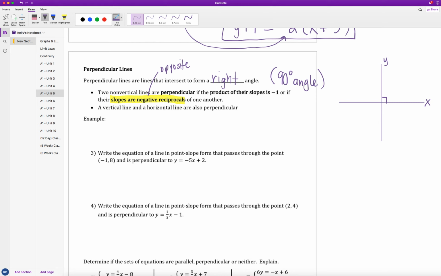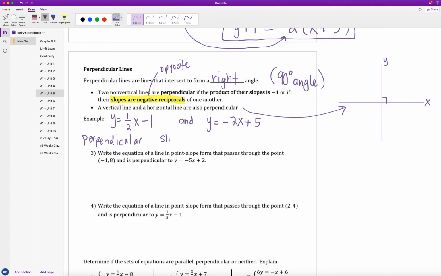Other examples are a vertical and a horizontal line, which are also perpendicular, as we can see by looking at our x and our y axis. Now let's look at two equations. If I start with y equals 1/2 x minus 1, and I compare that to y equals -2x plus 5, these are perpendicular lines because their slopes are what we call negative reciprocals.